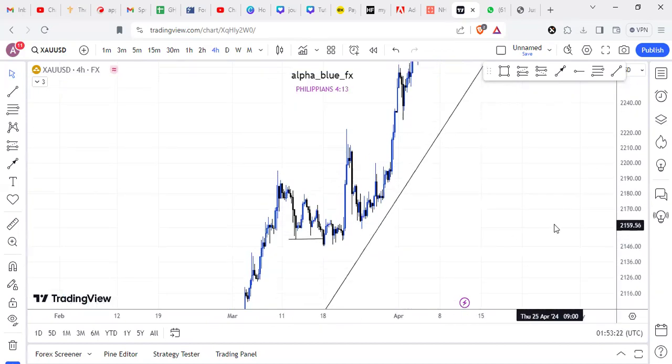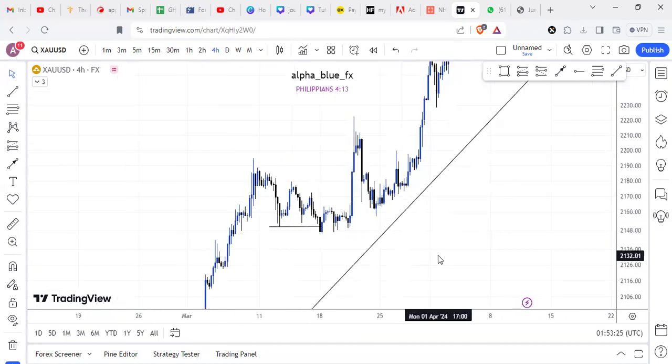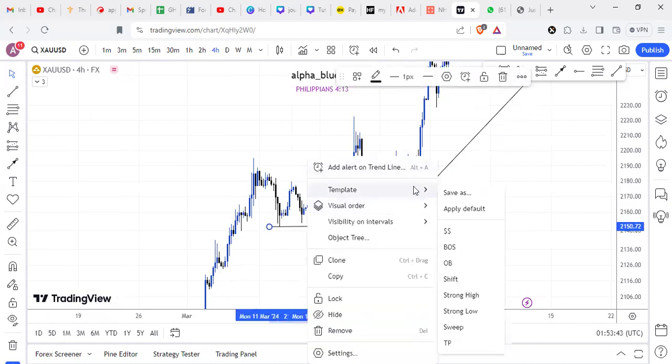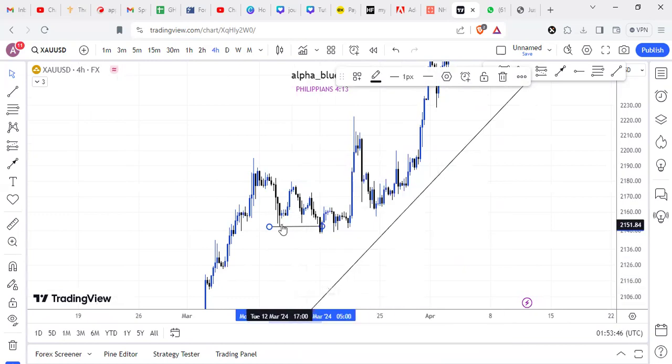Now, using this particular trade right here, we can see that the market came down here and took out these lows. So you're going to call this a sweep, right? I'm going to label this as a sweep. So this is a sweep of liquidity, right?